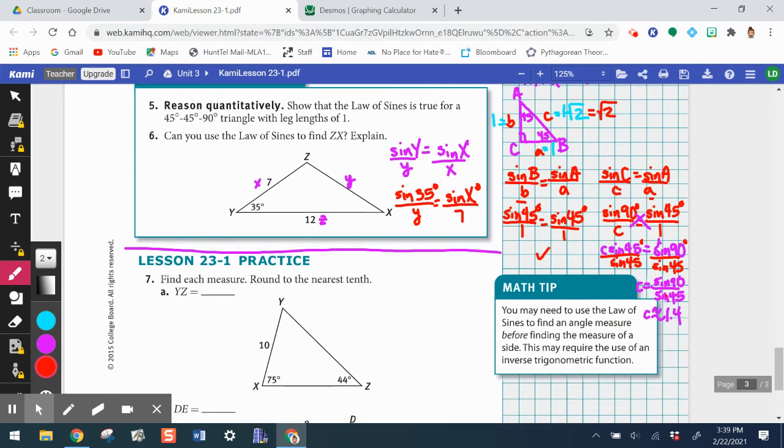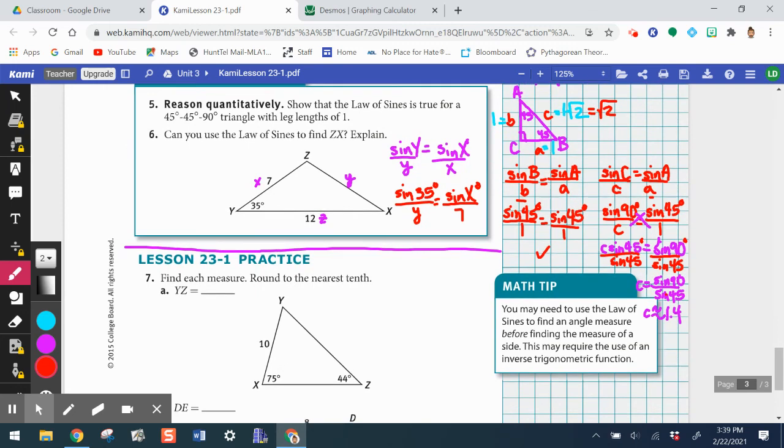Now let's look at item 6. Again, the whole point of this one was for us to understand when and why we use the law of sines. For starters, we can tell that angle Z is not a right angle. So it's not a right triangle, and we probably need to use the law of sines. Notice they want us to find ZX, which I labeled as lowercase y because it's opposite of vertex Y. And I labeled 12 as lowercase z because it's opposite of vertex Z, and 7 as lowercase x because it's opposite of vertex X.